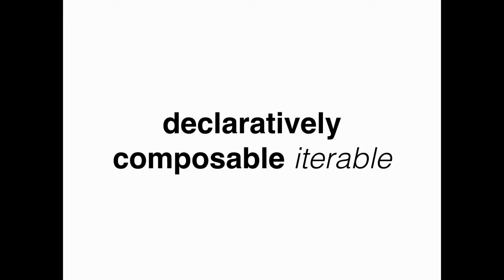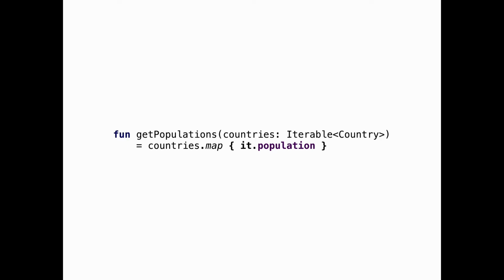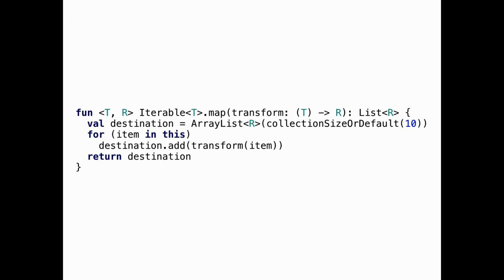Okay, so let's run through what that looks like in Kotlin. Let's say you have your function, you're trying to just get populations from countries. We can do this in Kotlin really easily. We take in an iterable, and then we can just call map on it and get the population, right? In a declarative way. And it's on an iterable, it's not just an array. So we don't care. We can do it with linked lists, we can do it with sets, it doesn't matter. We've abstracted over that.